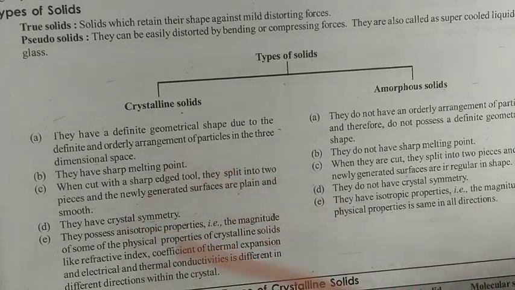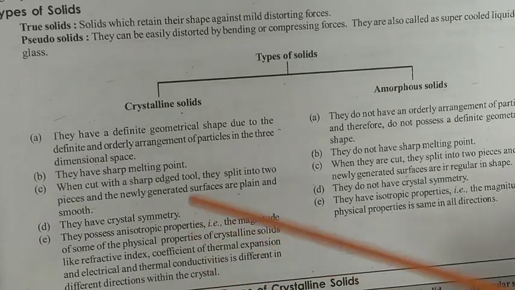But in anisotropic properties, you can take refractive index. When it is measured in different directions, it will be different. Thermal expansion, the coefficient of thermal expansion, and thermal conductivity are different when measured in different directions. Therefore, crystalline solids are anisotropic in nature.